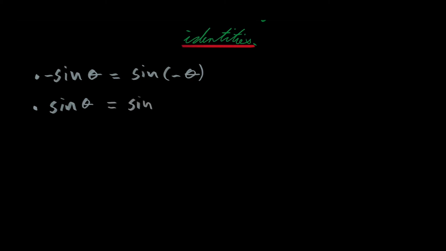Now, the first one is that negative sine of theta is equal to sine of negative theta. I'm just going to write them all out. Sine of theta is equal to the sine of pi minus theta. Sine of theta is equal to negative sine of pi plus theta.